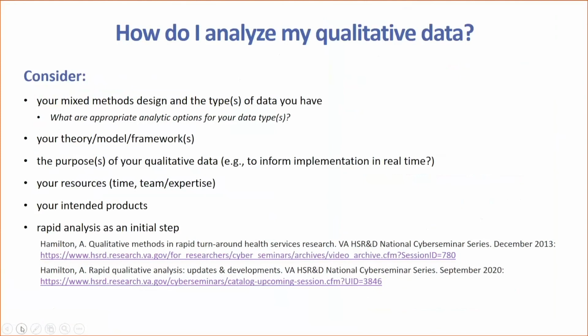Finally, I'm going to wrap this up just by thinking really briefly about analyzing qualitative data. Again, a huge topic. So you really want to consider your design and the types of data that you have, how your theory, model, or frameworks are informing your analytic approach, what the purpose of your qualitative data is at different points in time, what resources you have, what products you're gearing toward. And along these lines, we've developed an approach to rapid analysis that's really helped us turn around qualitative results in real time, especially in hybrid type 2 and type 3 study design. Much to think about with analysis, but some resources there.